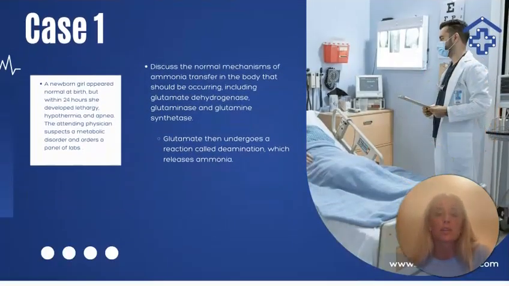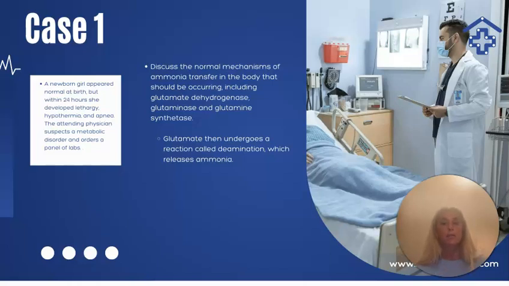So, the first one is about a newborn girl. The first question that we have to cover is normal mechanisms of amino transfer in the body. Amino acids in the body undergo specific reactions to help manage nitrogen waste. One key process is transamination, where an amino acid transfers its amino group to form glutamate. Glutamate then undergoes a reaction called deamination, which releases ammonia.